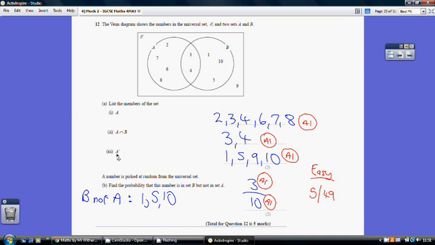Now not A, this A dash just means anything that is not in A. So that's everything apart from the numbers we've listed in part I. So that's the 1, 10, 5 and the 9. So 1, 5, 9, 10.